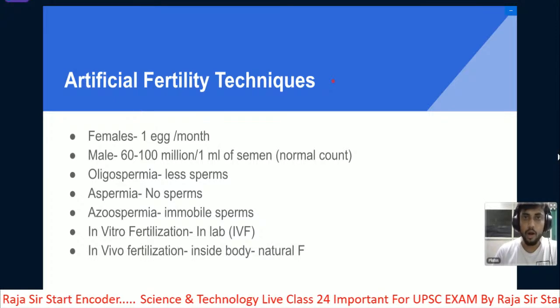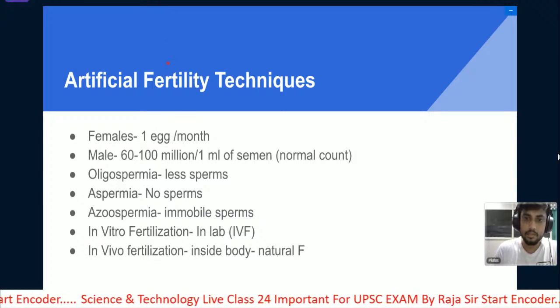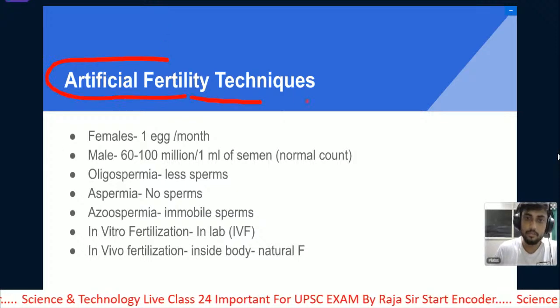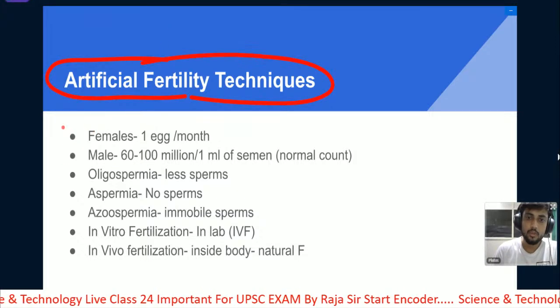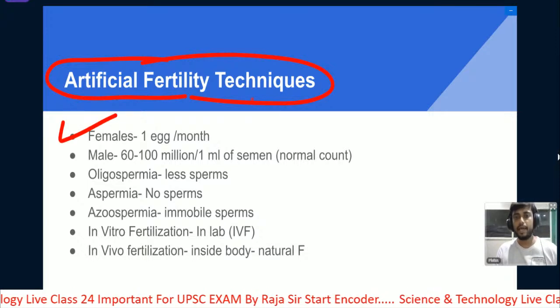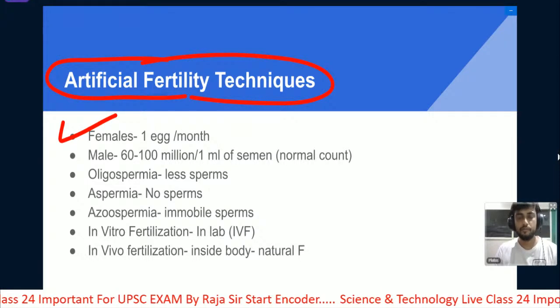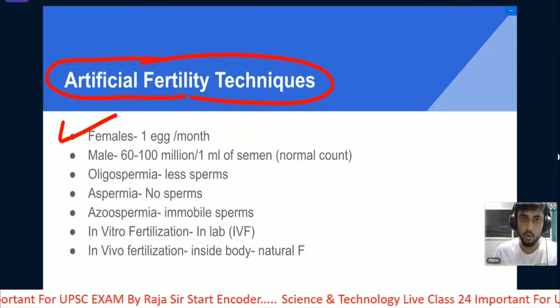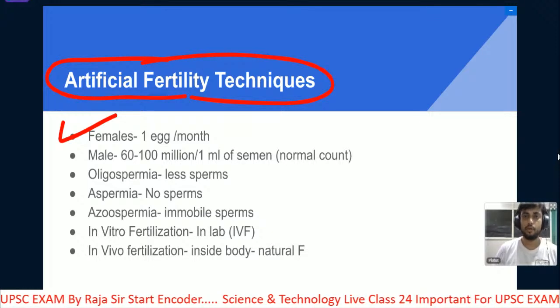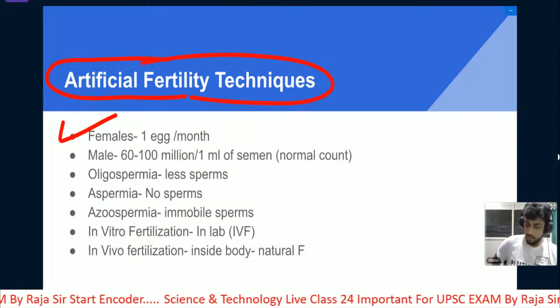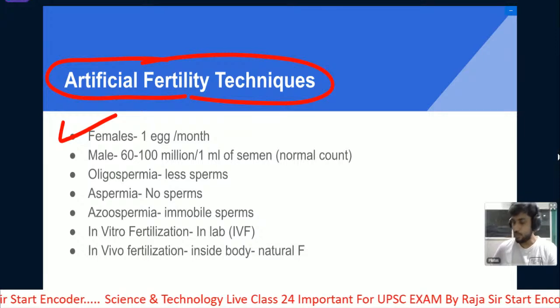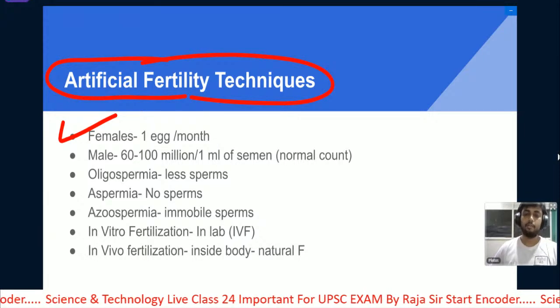Now let us move on to artificial fertility techniques. A female produces only one egg in a month, and only if there is a certain kind of hormonal imbalance should two eggs be produced. But in normal cases, only one egg is produced in a month.